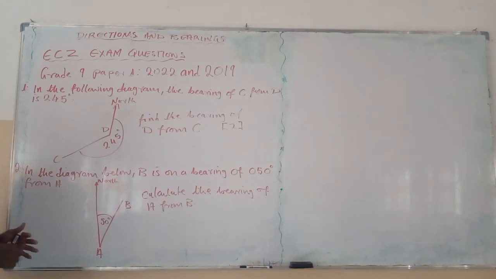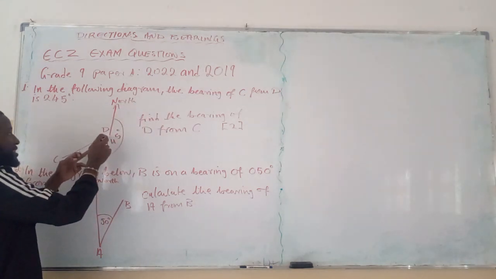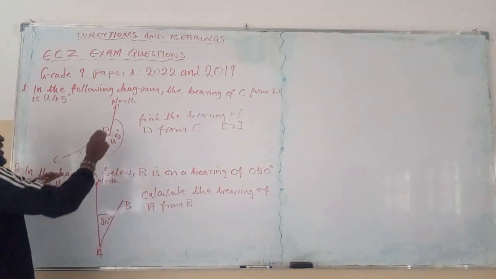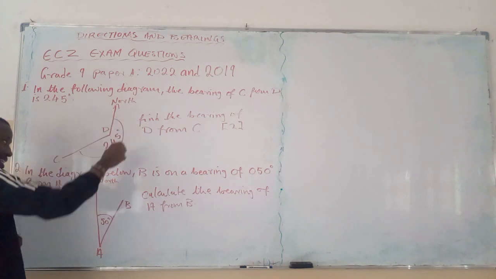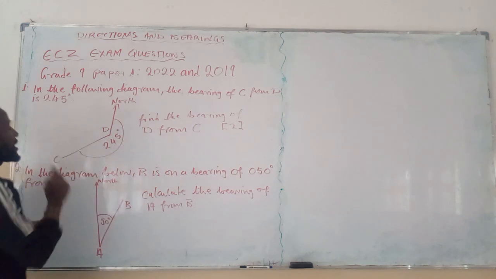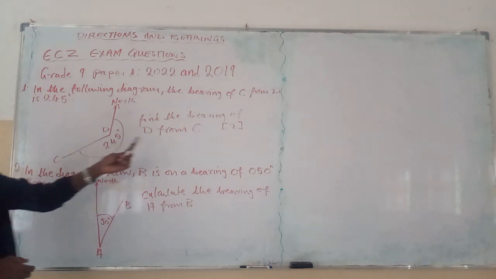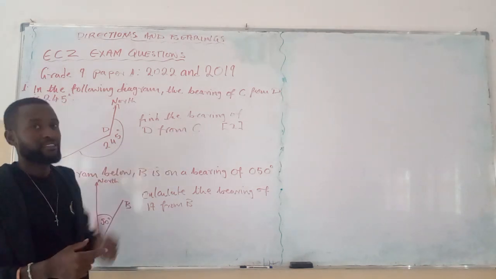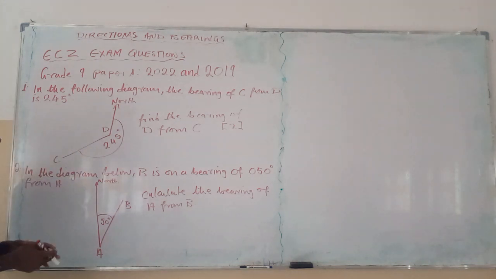So in the following diagram, the bearing of C from D is 245 degrees. Now you can see that even the bearing is coming from D, meaning they have drawn the D. So D, then C is this line. So where you are coming from, you have to draw the line that you are coming from. Find the bearing of D from C. So it means that I'm going to come from C and go away to D.